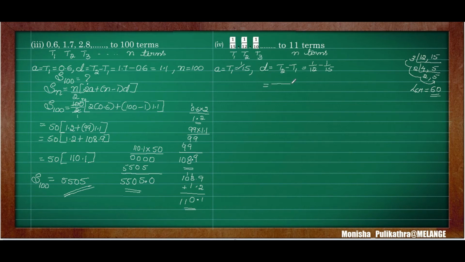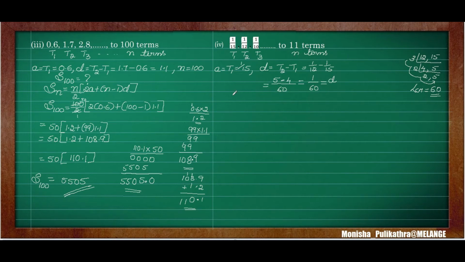So what happens here, the denominator, that is the LCM, is 60. Now what you have to do is 12 5s are 60, 5 into 1 is 5, 15 4s are 60, so 4 into 1 is 4, so retain the minus here. So we will get common difference as 5 minus 4 is 1 by 60. So this is the common difference. So common difference is 1 by 60.